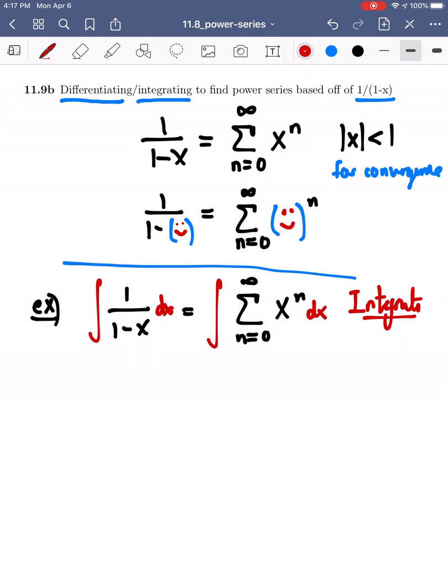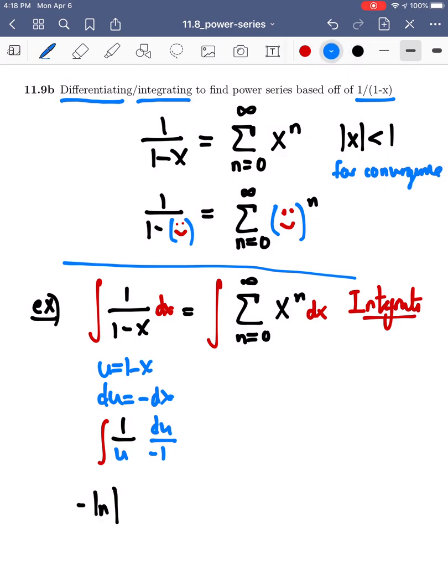well, when we integrate the left-hand side, you could do a slight u substitution here. U equals 1 minus x, du is minus dx, to get the integral of 1 over u times du over minus 1, which eventually will lead you to the ln of u, which in this case is just minus the ln of 1 minus x.